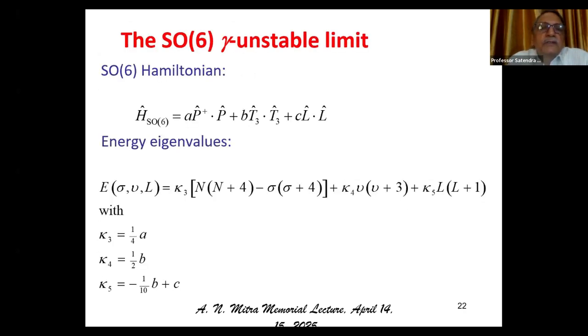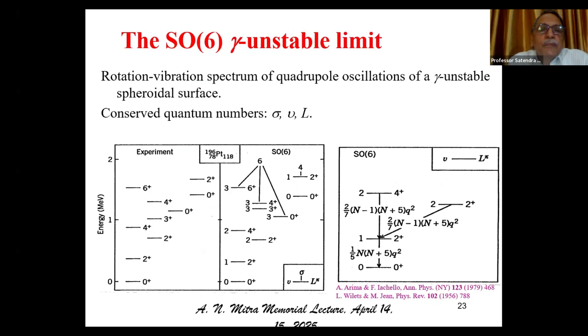This is the O6 or SO6 gamma-unstable limit Hamiltonian, and their eigenvalues are also given down here. A, B, and C are the constants that can be obtained from the energy levels available from the experiment. This is the typical energy spectrum. You can see here it is for 196Pt. On the left-hand side is experimental and the right side is O6.